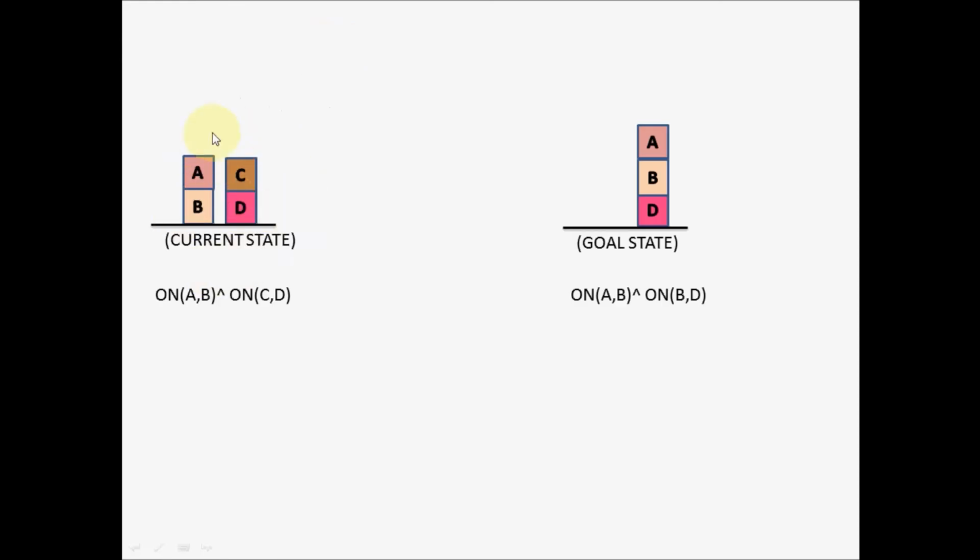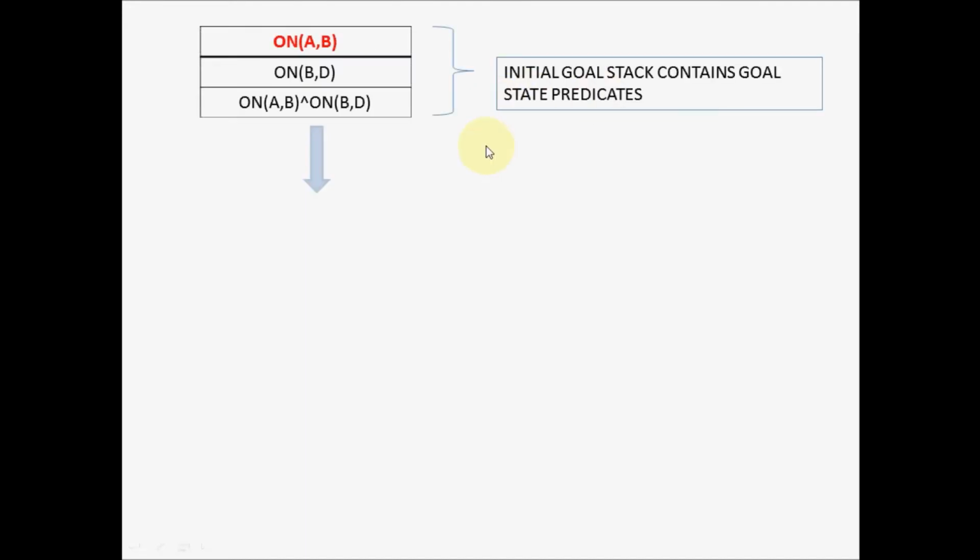The current world is this. Is A residing on B? Yes, it is true. Now, if the topmost predicate is true with respect to the current world, then you have to simply discard it. You have to simply pop it so that the next topmost element will be on(B,D), right? So since on(A,B) is true with respect to our current state, we will pop on(A,B) out to reveal on(B,D) as follows.